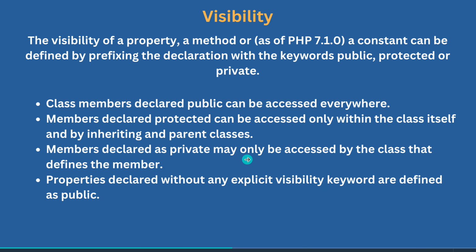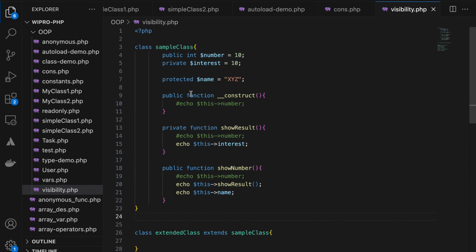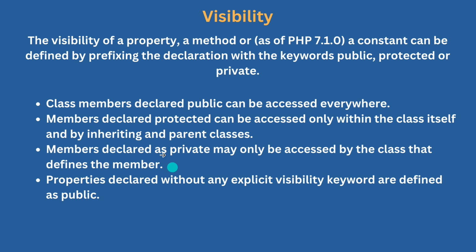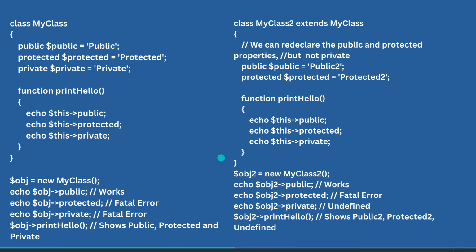So this is the same thing. Also, properties declared without any explicit visibility are defined as public. Suppose I am not writing anything here, is this a public, private, or protected function? Public. Default is always public. So this is the total story here. There are lots of examples here, the same example I have given you, right?